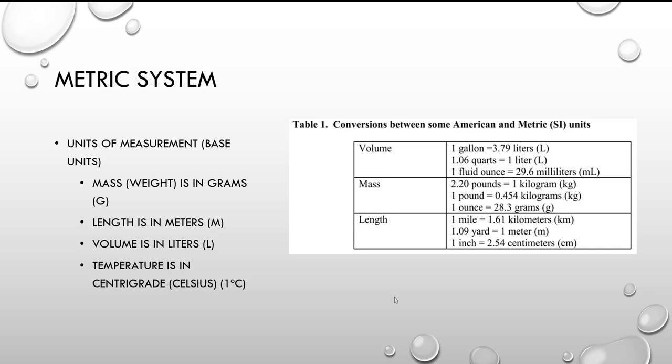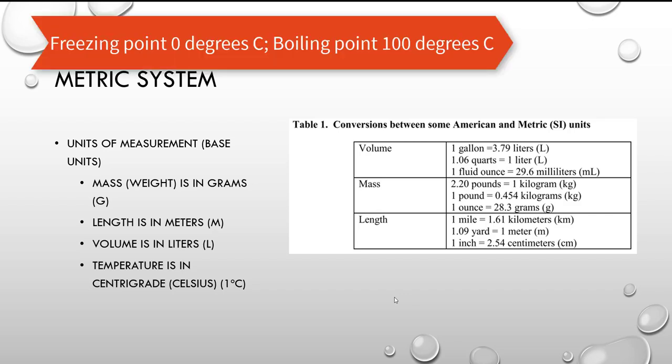But the boiling point and freezing point of water is a lot easier to remember, because in Fahrenheit, it's weird. It's like 32 degrees is the freezing point, and I forget, 212, is that right for the boiling point? I can't remember. But for the metric system, it's easy to remember. 0 degrees for freezing, 100 degrees for boiling. That's really easy to remember, 0 and 100. So that can be a lot easier for the metric system.